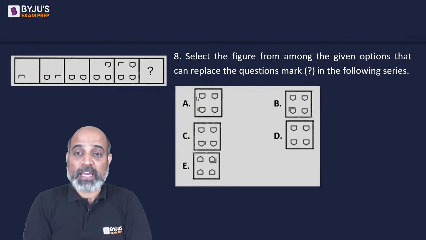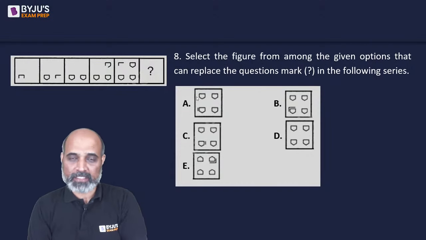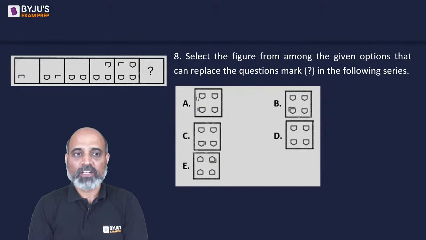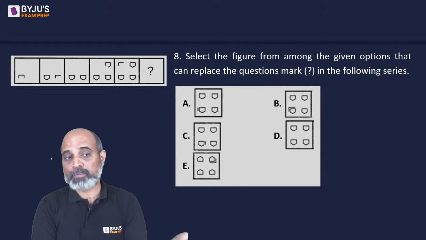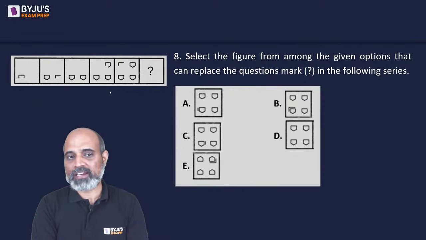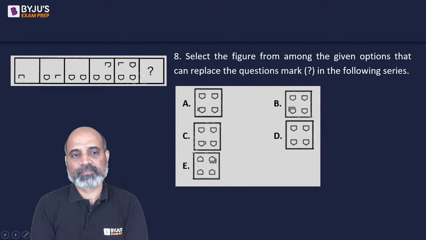Select the figure from among the given options that can replace the question mark in the following series. So it's more like complete the series. Here the last figure is missing, unlike the previous question where the second figure was missing. So initially we have a staple-like shape, then we have a pentagon formed from it, then we have an L shape, then a pentagon is formed, then we have a pentagon and an L shape. So if we continue like this, तो अब क्या होगा? Which shape are we going to have?